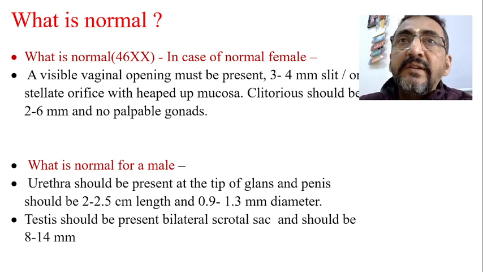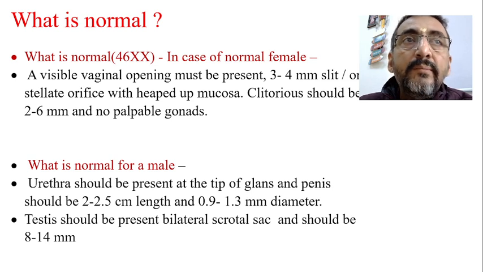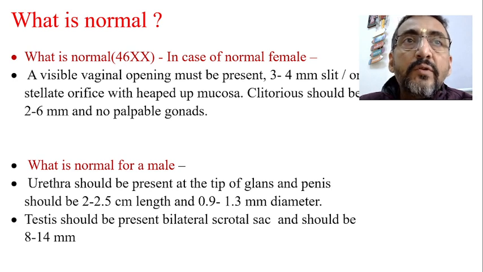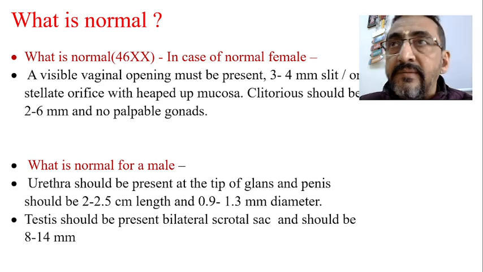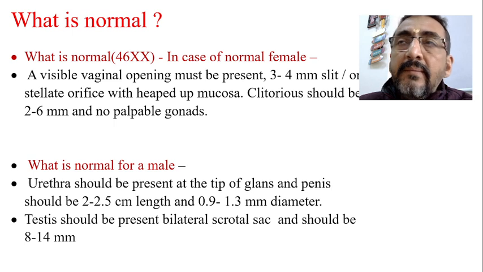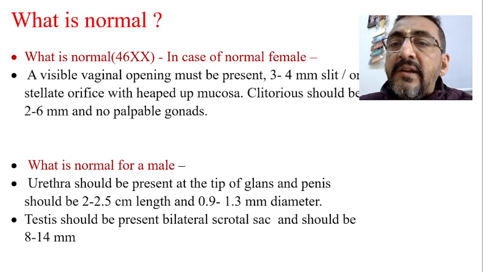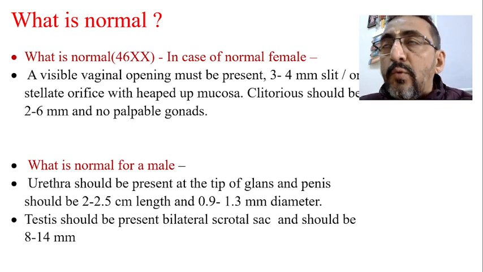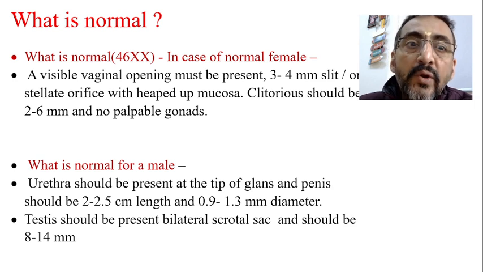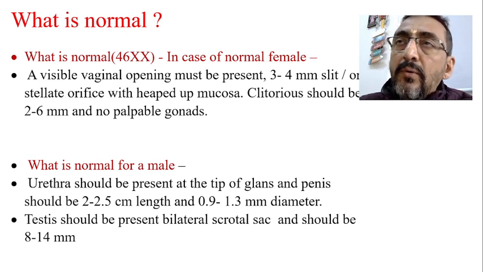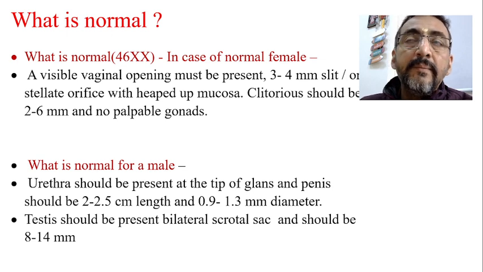This is what is expected, because the labia majora and labia minora are basically the modification of the scrotal bag when we compare to males, isn't it? So a visible vaginal opening should be there, with a slit length of 3 to 4 mm, or a stellate orifice with heaped up mucosa. The clitoris should not be more than 2 to 6 mm, and there should not be any palpable gonads. So this is what is normal for a 46XX female.